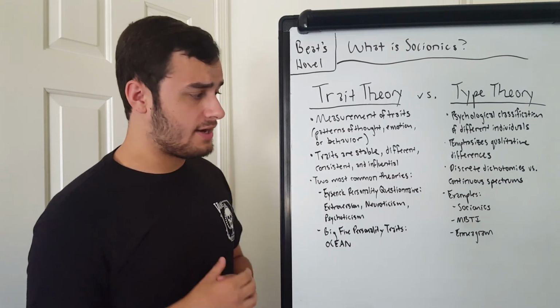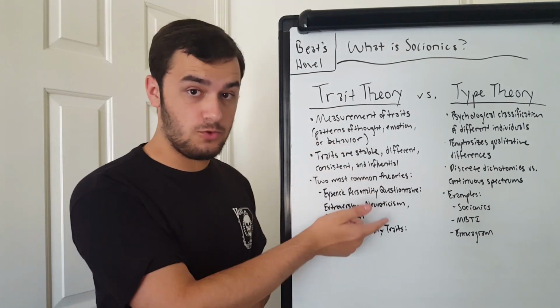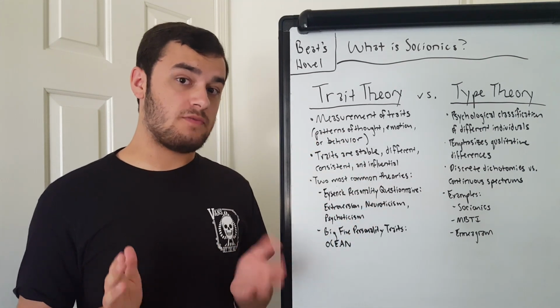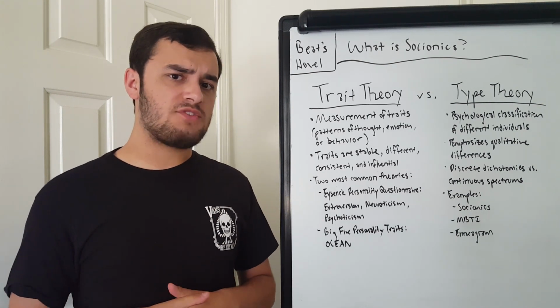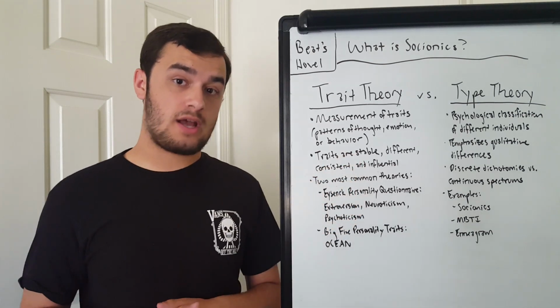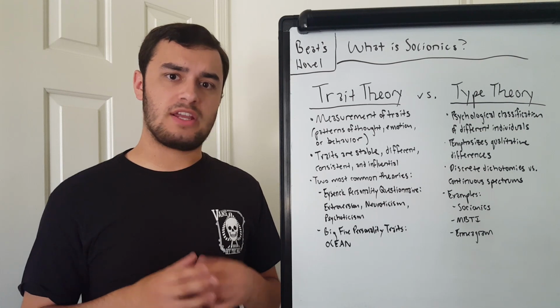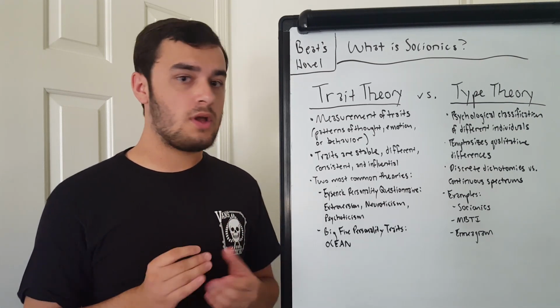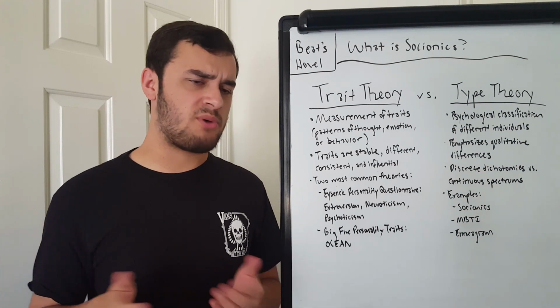And to add on to that, a trait is something stable, different, consistent, and influential. Now, what do I mean by each of those four categories? Let's bring up the quality of extroversion. If somebody has high extroversion, we should see that that trait is stable over time. When they hit 50 years old, it's not like they're suddenly going to become extremely reserved and introverted. No, the trait is supposed to be stable over the individual's lifespan, for the most part.